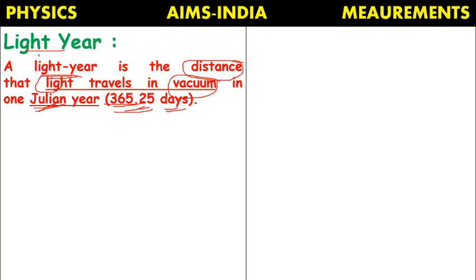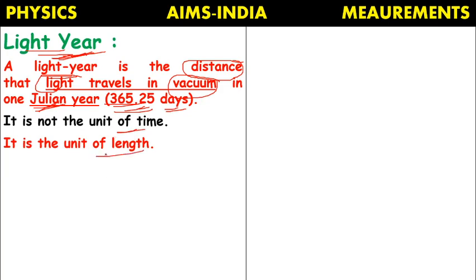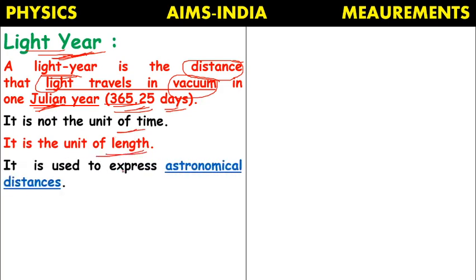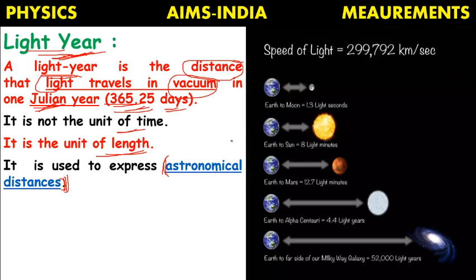Actually, by the name light year, we will get confused and consider it as a unit of time, but it is not the unit of time. It is the unit of length. It is used to express astronomical distances. So light year is used to express astronomical distances.